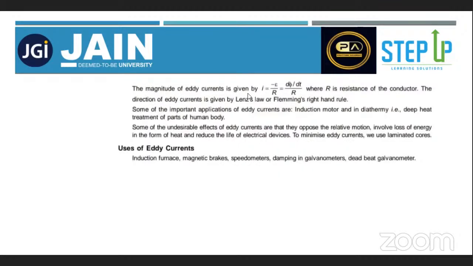Magnitude of eddy current is given by epsilon by R, where epsilon is the EMF, d phi by dt, and R is the resistance of the conductor. The direction of eddy current is given by Lenz's law or Fleming's right hand rule. What are the uses of it? It can be used in induction furnaces, magnetic brakes when we talk about trains, speedometers to measure speed, and damping in galvanometer, the dead-beat galvanometer.